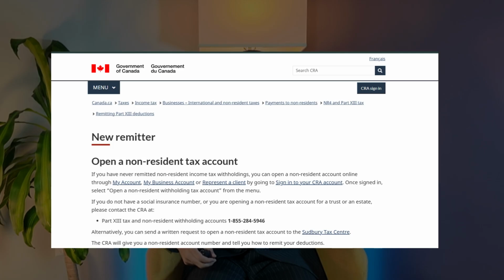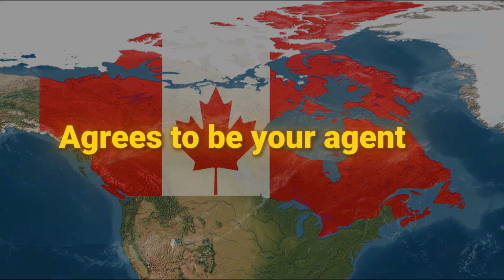Bear in mind, to do this, you will need a friend or family member, colleague, anybody who's based in Canada and agrees to be your agent. This agent has the responsibility to take the money from your tenants and send CRA's part to them before sending the rest of the money over to you. Perhaps your realtor would want to do that.